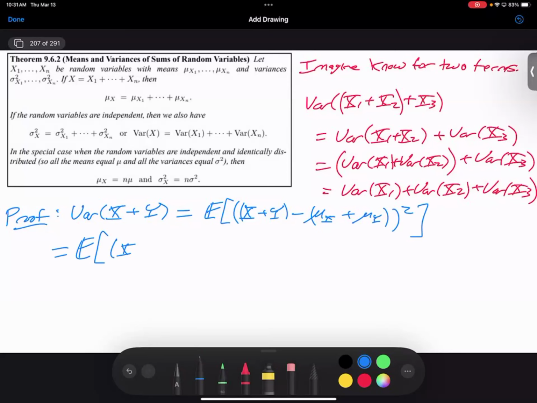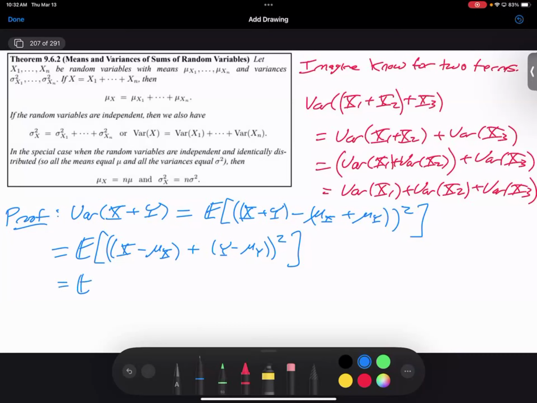I've got xy minus mu x minus mu y. What should be grouped with x? Yeah, let's have the mean of x next to x, and the mean of y next to y. But I have to square this whole thing and then take the expected value.